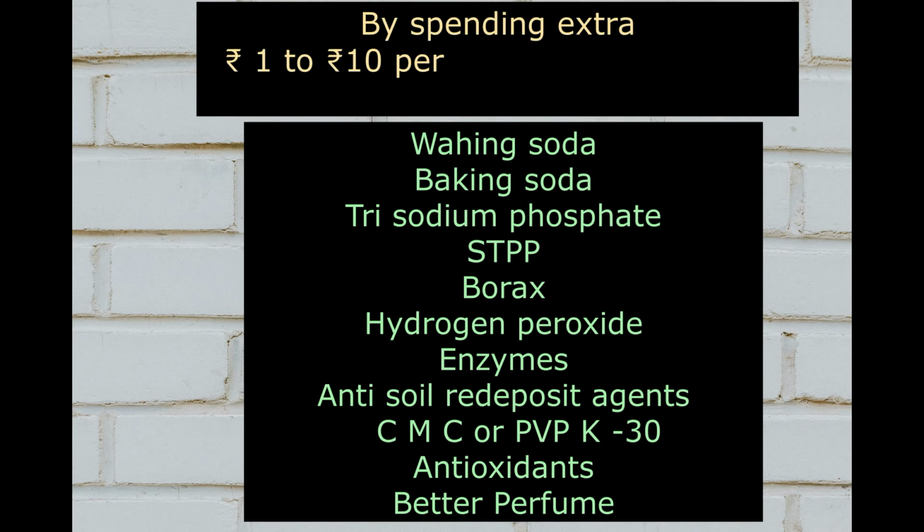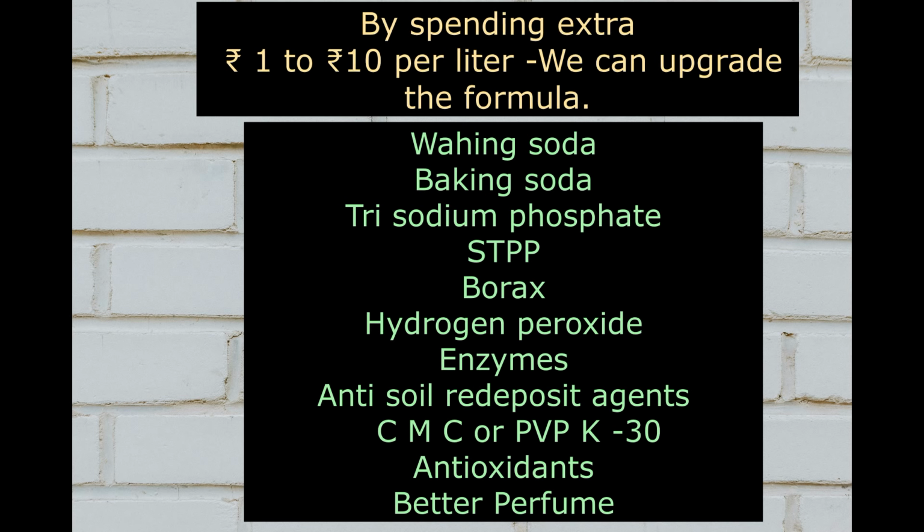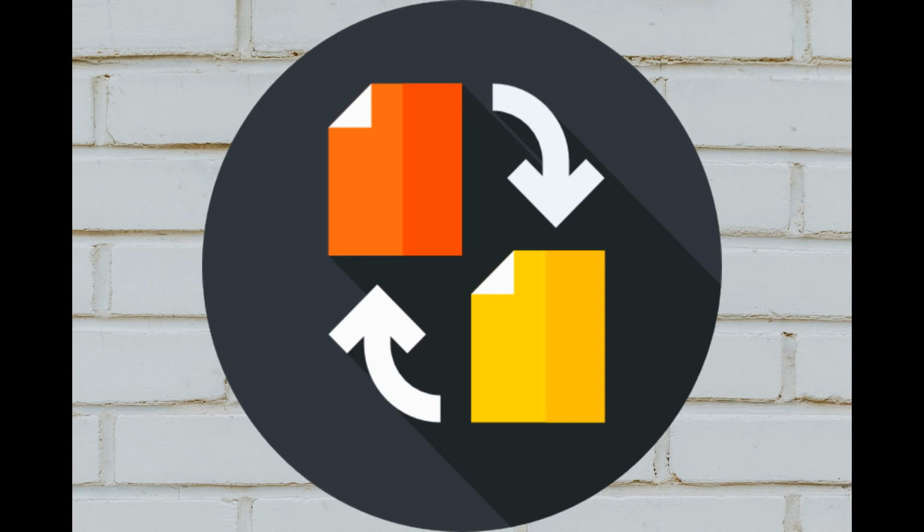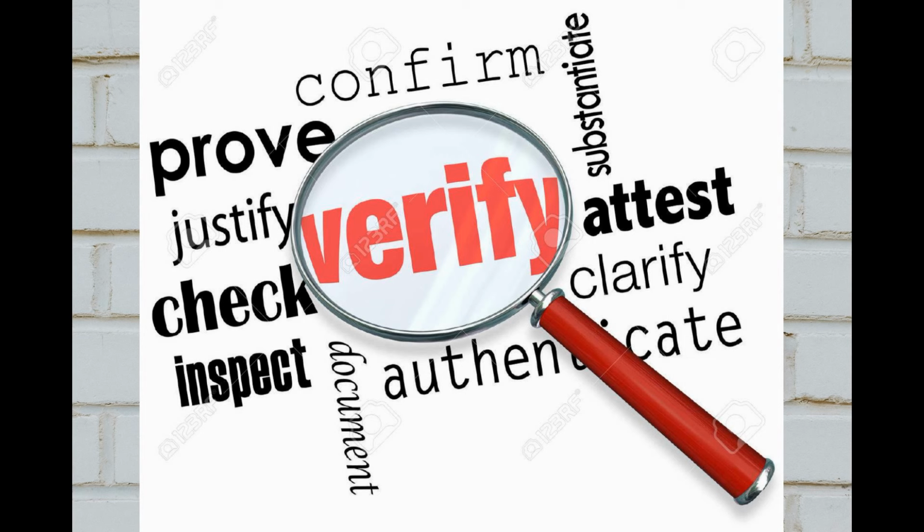So how much money we are ready to spend extra, based on that we can upgrade this formula, and also we can convert this formula into another one. I mean, this formula has been designed based on the liquid detergent structure. Just by changing the composition, we can convert this formula into a dishwash gel formula or multi-purpose formula or even soap oil. But one thing we should not forget, for every single change, we need to verify many times before planning for business purpose.